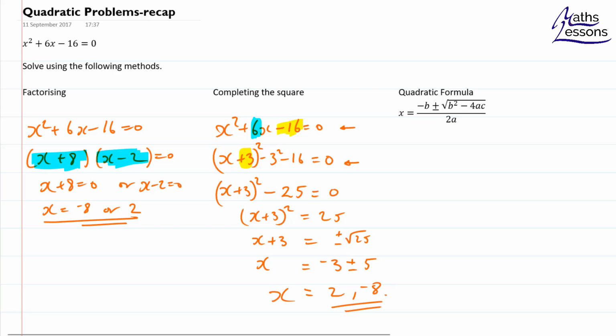Now you're going to have a go at the quadratic formula. And I'm going to give you again another 60 seconds just to have a go at that, and see how you get on with doing that. Hopefully you get the same answer again.